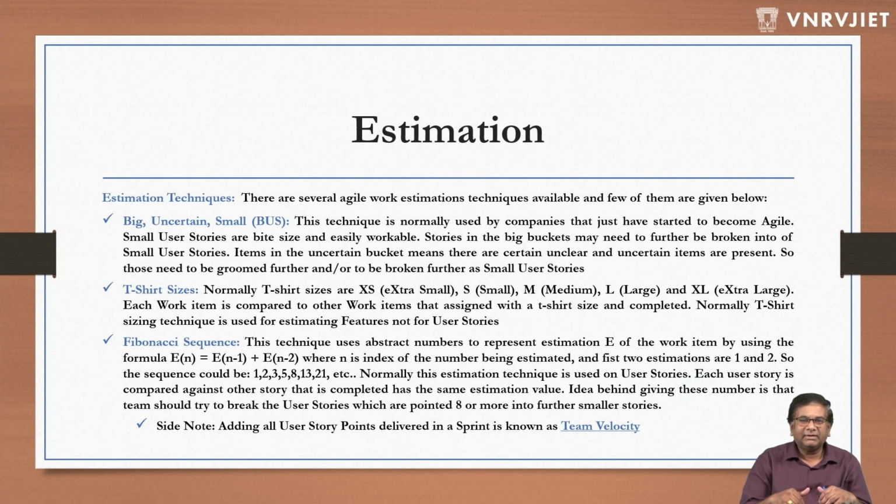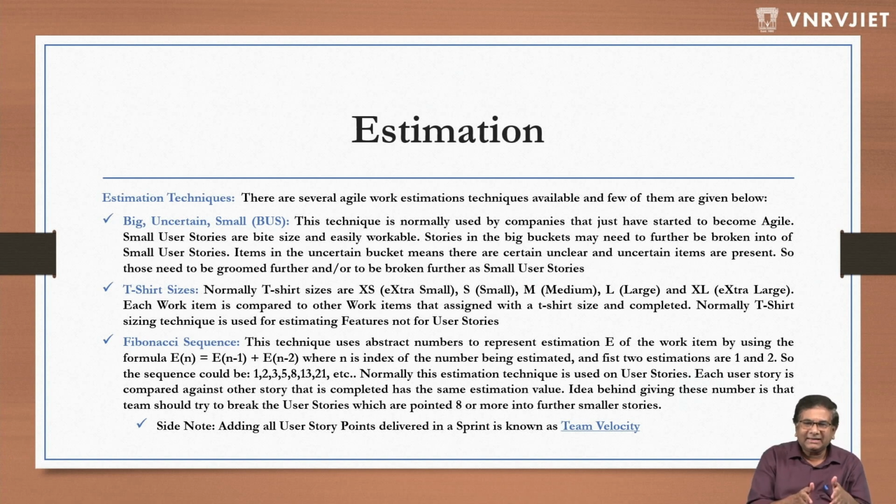And the third one is uncertain. Sometimes we don't know at all what this is. So that's the uncertain bucket. They'll put it in the uncertain bucket. Items in the uncertain bucket are unclear and uncertain items. So these items are worked on by the product manager and the product owner.